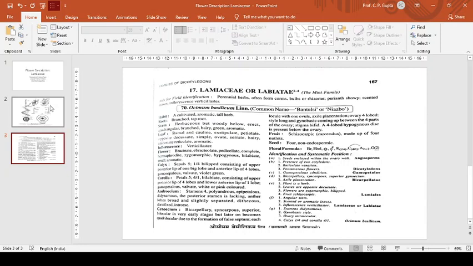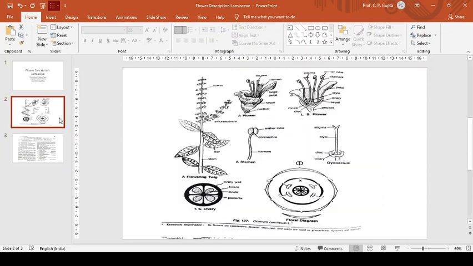Root: branched taproot. Stem is herbaceous but woody below, erect, quadrangular, branched, hairy, green and aromatic. Leaf: ramal and cauline, exstipulate, petiolate, opposite decussate. We can see the arrangement of the leaves. Simple, ovate, serrate, hairy, unicostate reticulate venation, and they are aromatic because of the presence of volatile oils.